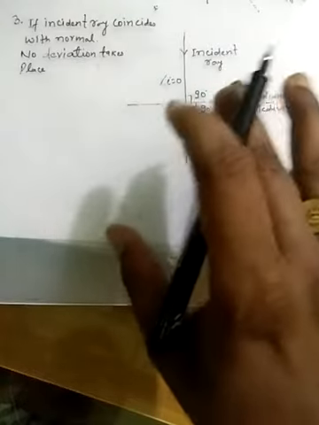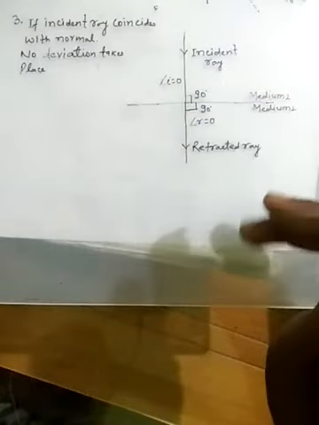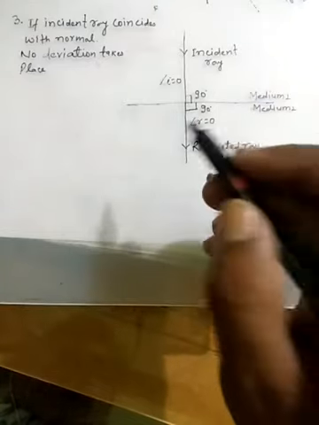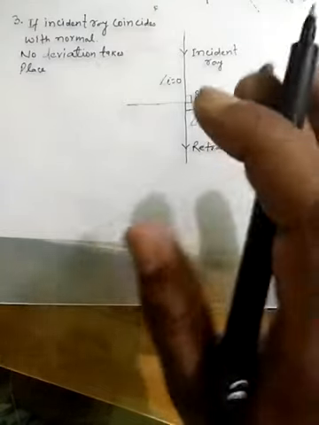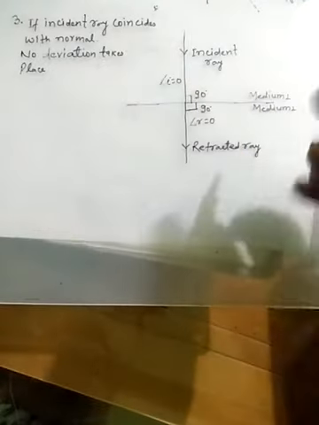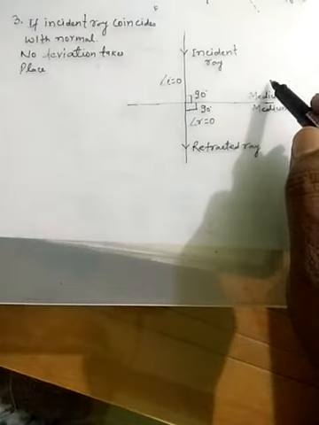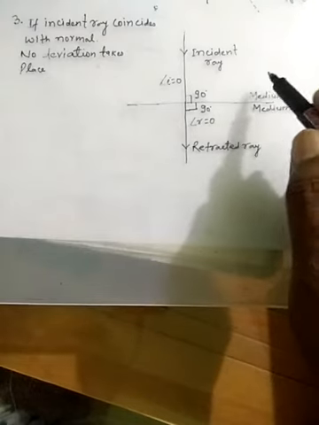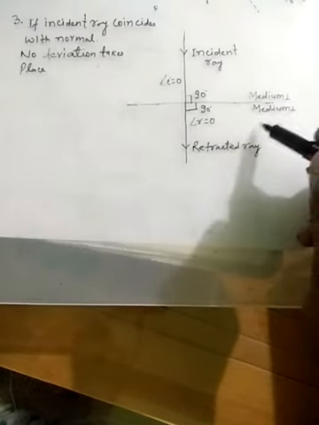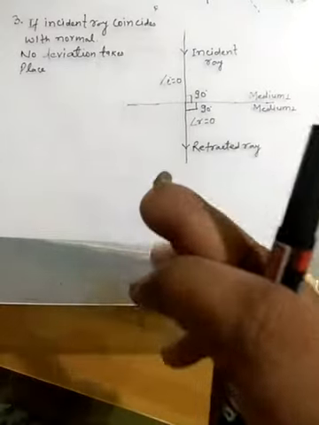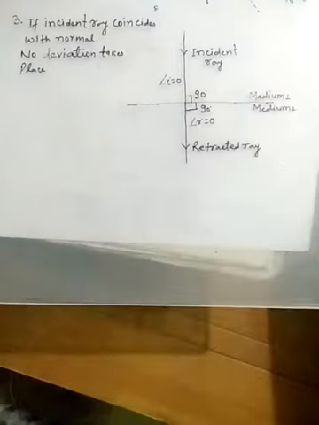This is the third condition or third possibility for light rays traveling from one medium to another medium. This is medium 1 and this is medium 2. It may be rarer to denser, or it may be denser to rarer. These are the three possibilities related to refraction of light.